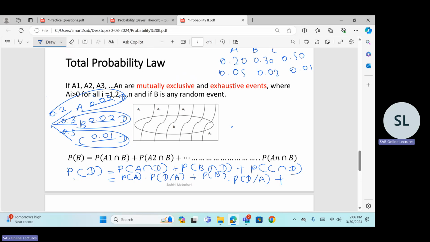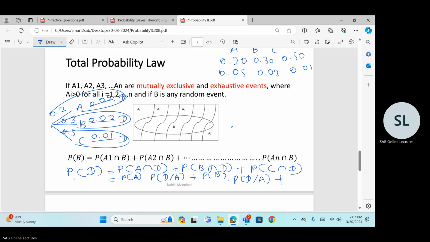How to get that? First one is 0.2 into 0.05. What is the answer? 0.01. Then plus what is the answer in here? 0.006. Then this one 0.005. Okay, then take the sum, we can get the probability of the common event E. Understood? This is the formula we can use.